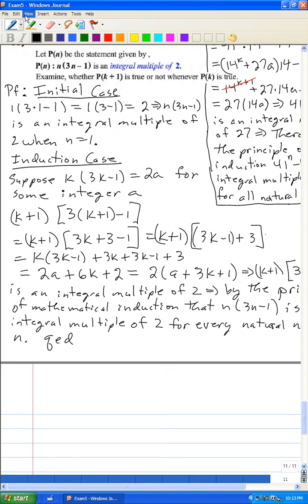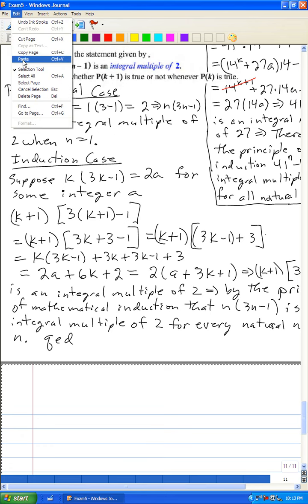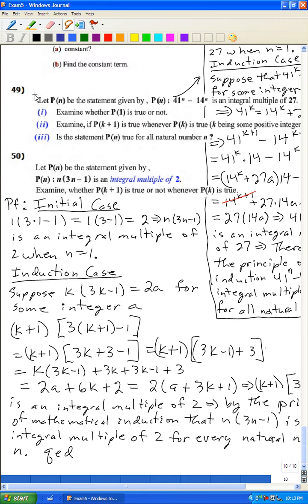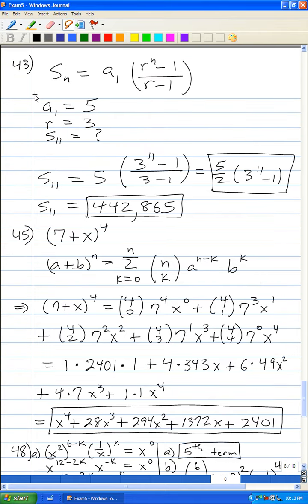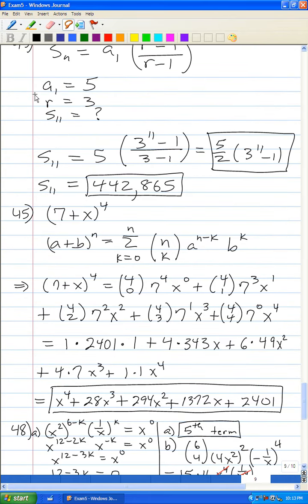Okay, so let me just select page, get rid of that page. Okay, good. And so that finishes off problem number 50. So we're done.